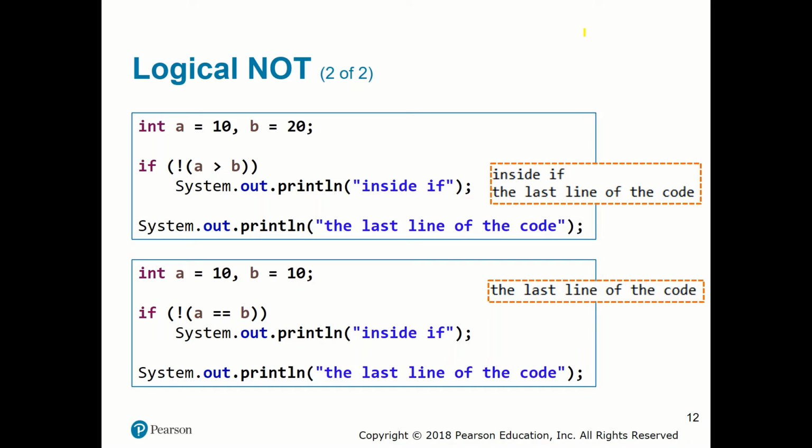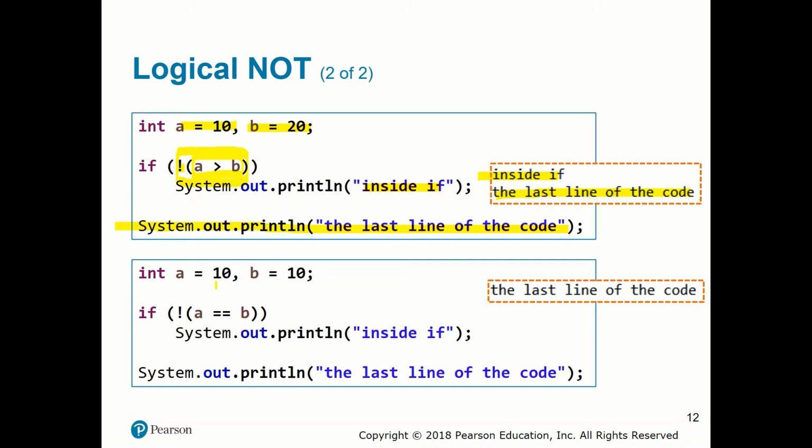Take a look at an example of the logical NOT operator. A is 10, B is 20, and here is the NOT operator. Then we must evaluate this first. And this is false, since A is 10 and B is 20. And NOT makes it true. So this condition is true, so the inside of the if is printed out like this. And this line can be executed regardless of the if statement, so the last line of the code will be printed out.